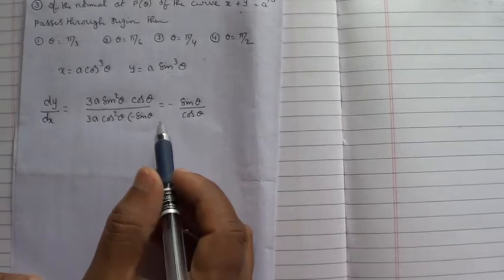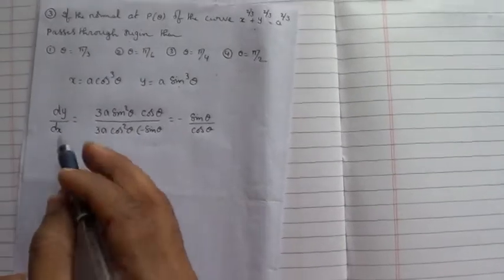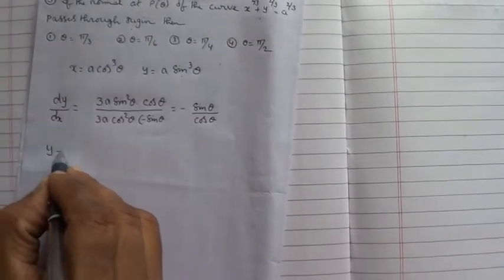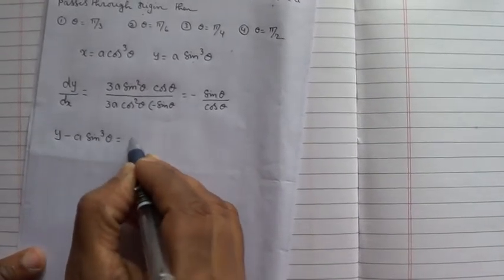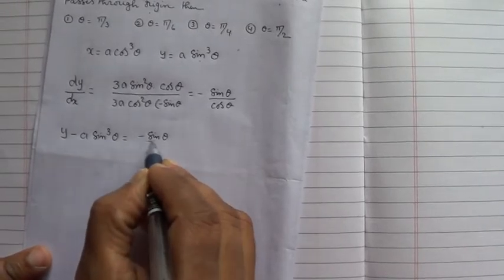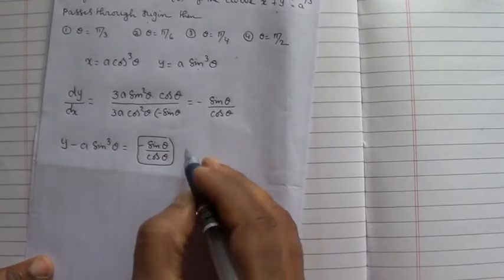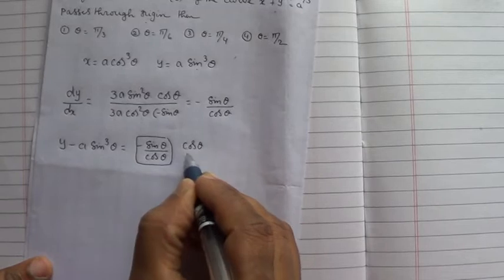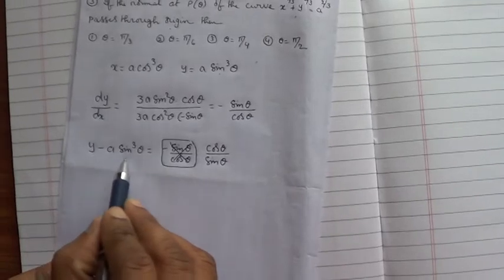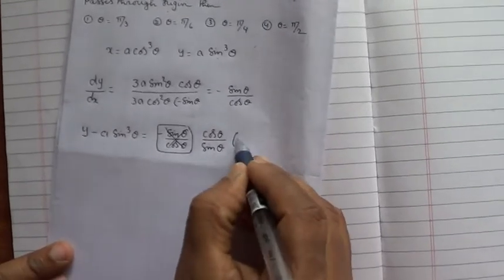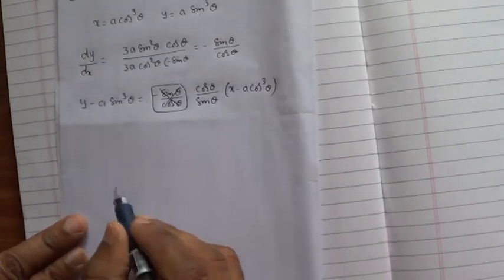But we have to find the equation of the normal through the origin. The normal is passing through the origin, right? So first of all, we will find the equation of the normal. y minus y1 equals slope into, this is wrong what we did, right? This is the tangent slope, but we have to find the normal equation. That's why this is the slope of the normal. y minus y1 equals normal slope into x minus x1. So this is the equation of the normal.